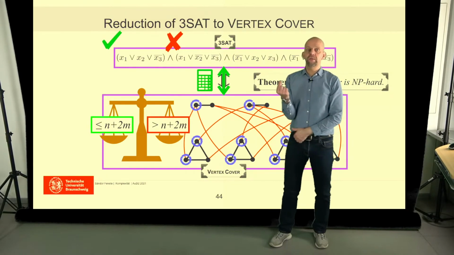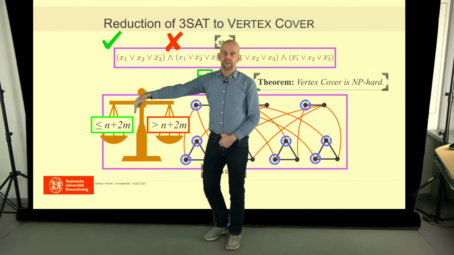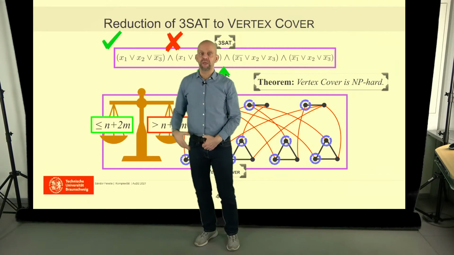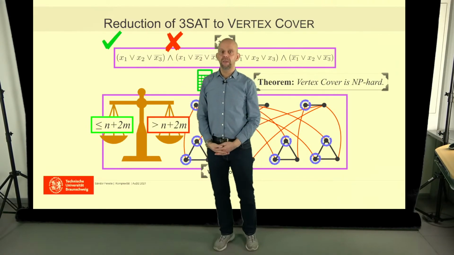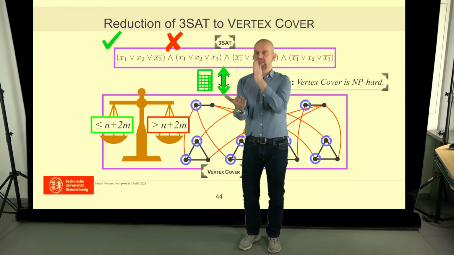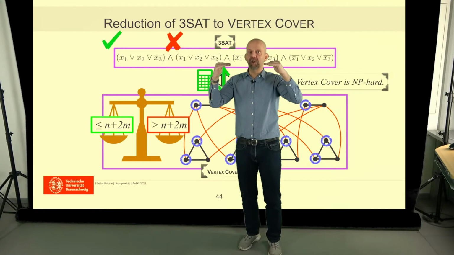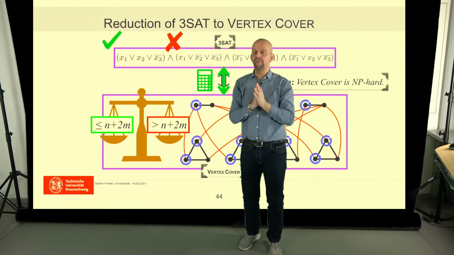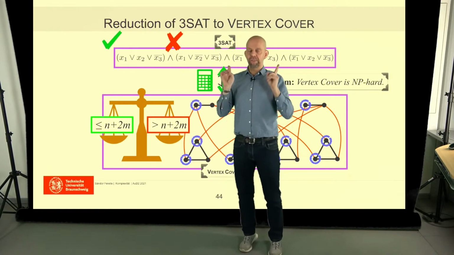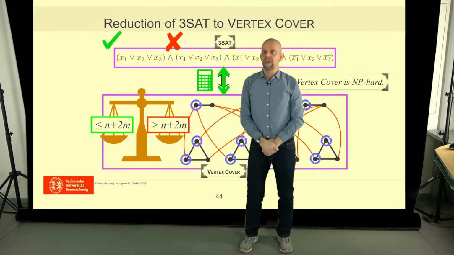And there's a critical threshold that says, can you do it with at most that many? Can you do it with at most n plus 2m? Or do you need more? So this decision problem, is the threshold at n plus 2m, or is it bigger? That problem is NP-hard. So that's what this logic says.